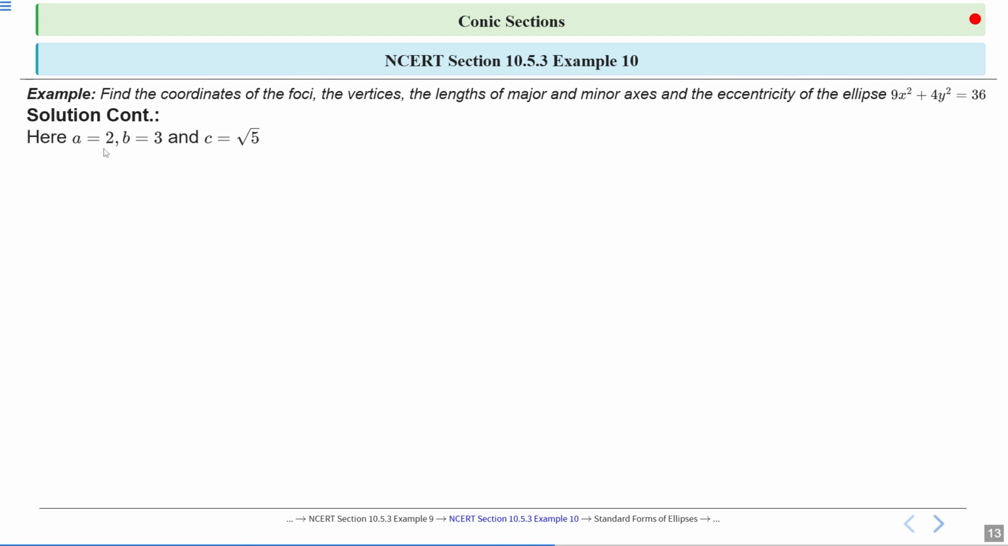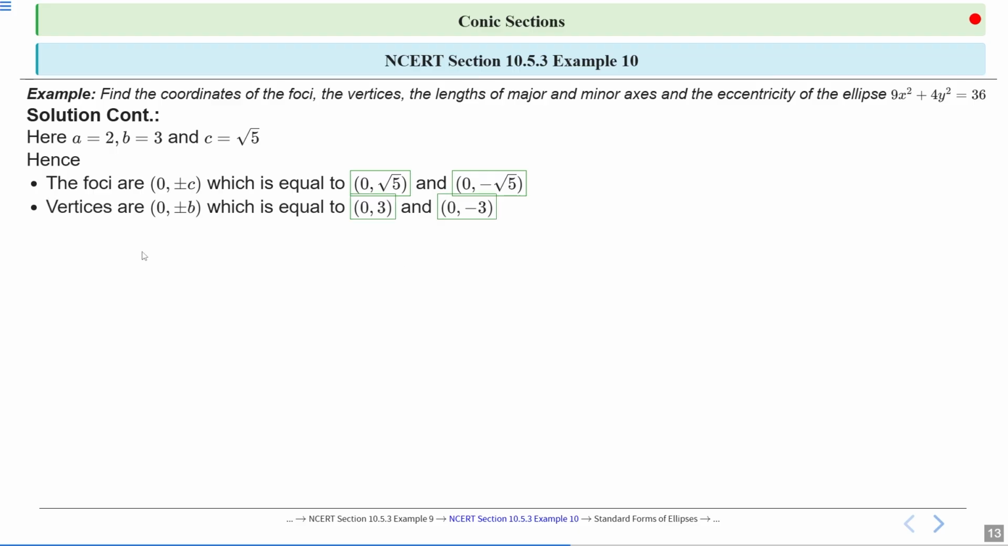And here a is equal to 2, b is equal to 3, and c is equal to root 5. Hence, the foci for x square upon a square plus y square upon b square equal to 1 when a is less than b are 0 comma plus minus c. Here c is equal to root 5, so the foci are 0 comma root 5 and 0 comma minus root 5.